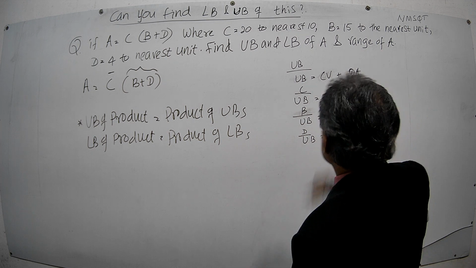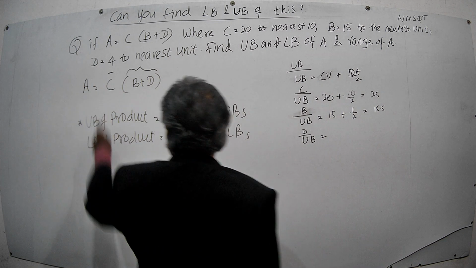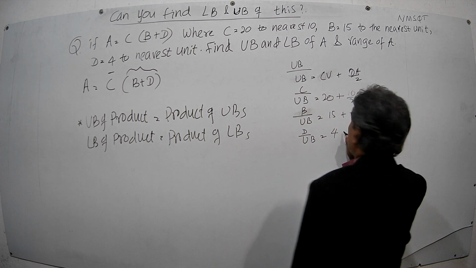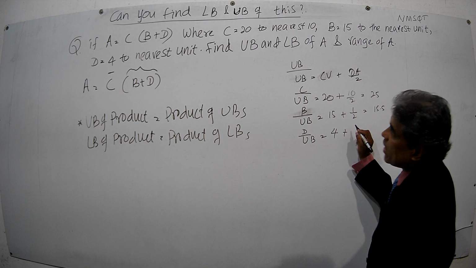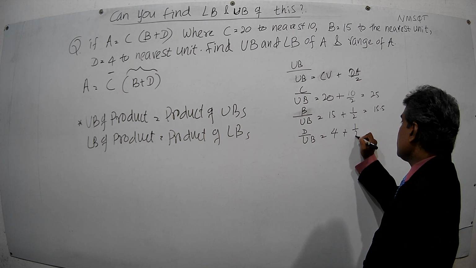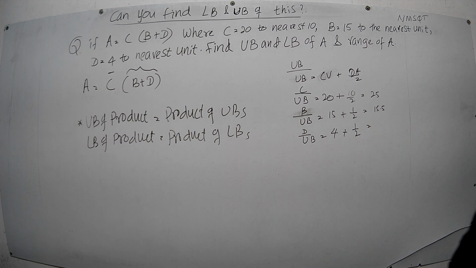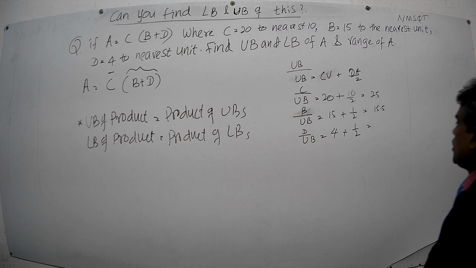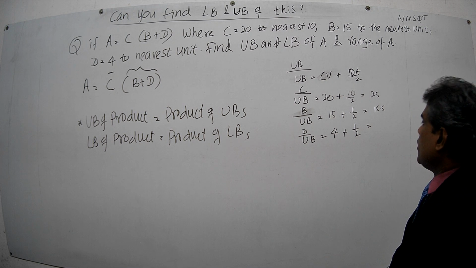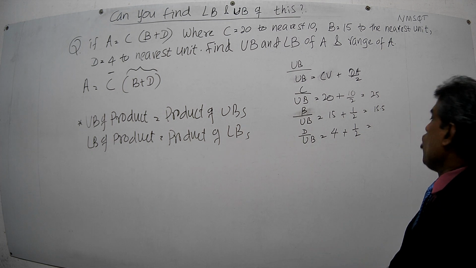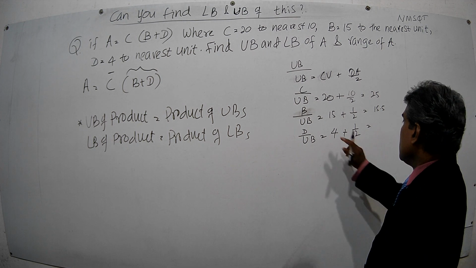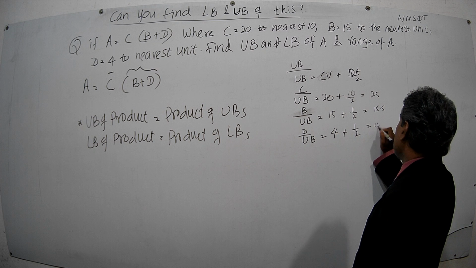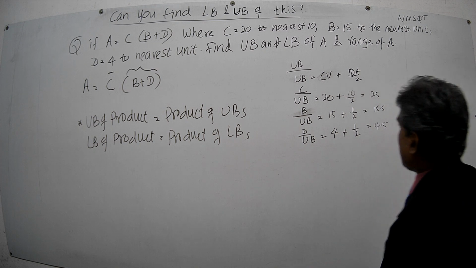What is the corrected value plus degree of accuracy of 2? Upper bound of D. Corrected value is 4. Then plus degree of accuracy, which is the nearest unit, that is also 1. When the degree of accuracy is 1 nearest unit, then the degree of accuracy to be used with the upper bound and lower bound formula is 1. Then 4 plus 0.5 is 4.5. Okay, that is also right.